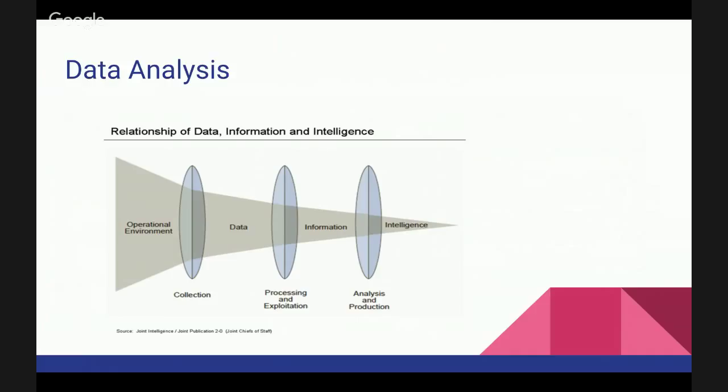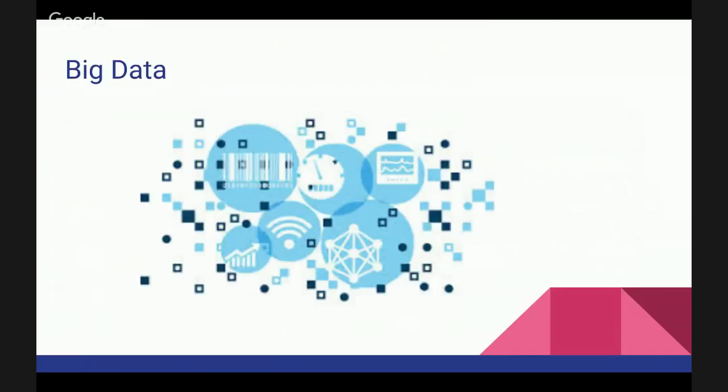First, the operating information is collected, and then the data appears, and we process and explore it, and we get the information we want. And then we analyze and produce information. We get the intelligence. That's the answer we want at the end of the analysis.